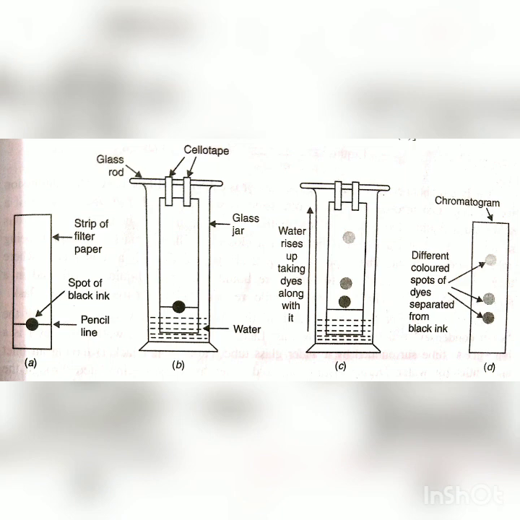Now, this filter paper strip is held vertically and it should dip in water, but the pencil line should remain above the water level in the jar, as you can see from the slide. Now, what will happen? The water gradually rises up the filter paper by capillary action. As water moves up the paper strip, it takes along the dyes, that is, the colored components present in the ink.